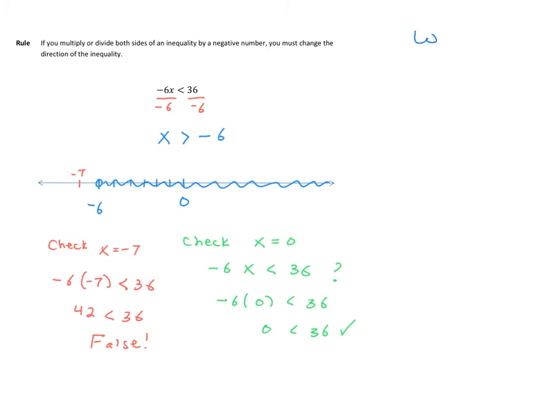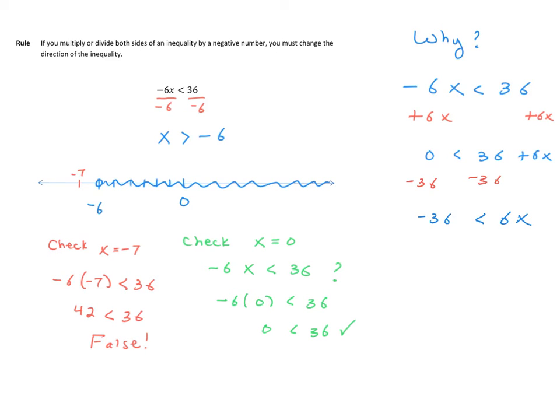Now let's look at the reason why, by again going back to the original inequality. The reason for the rule is that it is a shortcut. Another way to do this problem is to add the 6x to the right and subtract the 36 to the left. So I'm going to write that out. So first step, I'll add 6x to both sides, and this gives me 0 is less than 36 plus 6x. And now I will subtract 36 from both sides, and I get -36 is less than 6x.